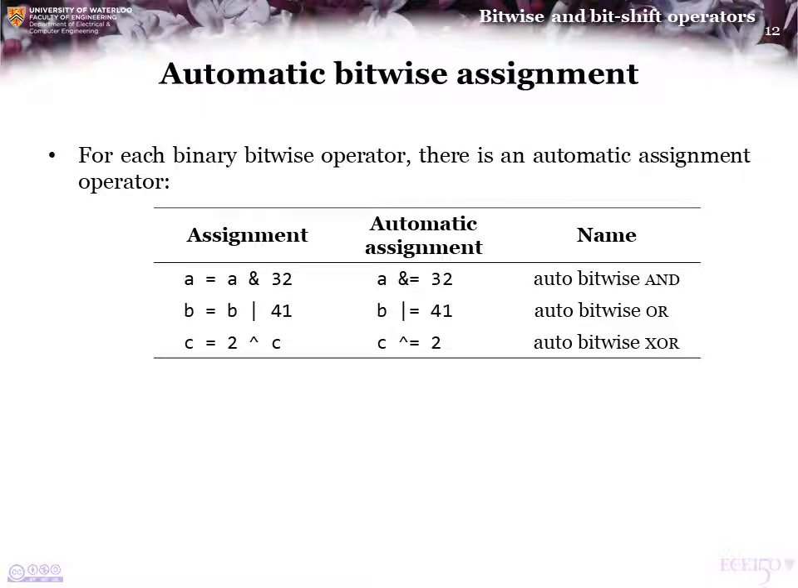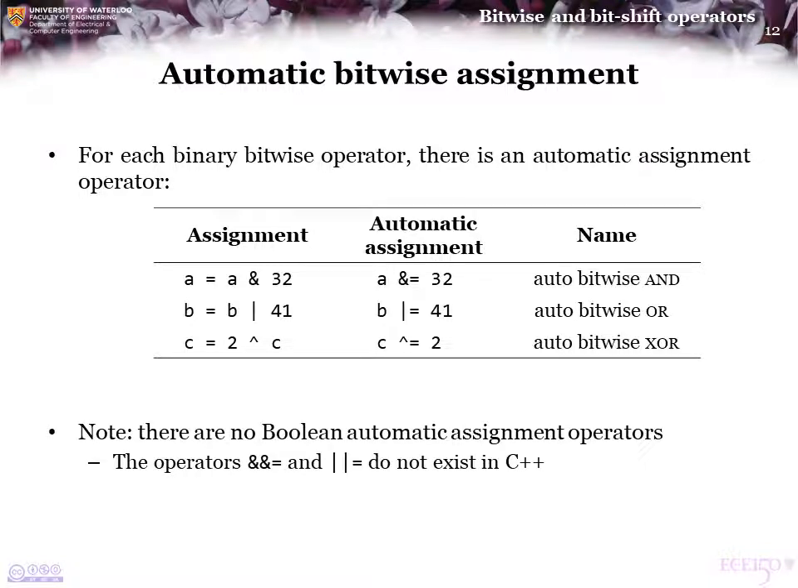Now, as with the arithmetic operators, there are also automatic assignment operators for each of the three bitwise operators. So again, if you wanted to XOR C with 2, you can just use the notation C ^= 2, and the same for bitwise AND and bitwise OR as well. It's important to remember that there are no automatic assignment operators for the Boolean logical operators. So there is no &&= or ||= in C++.